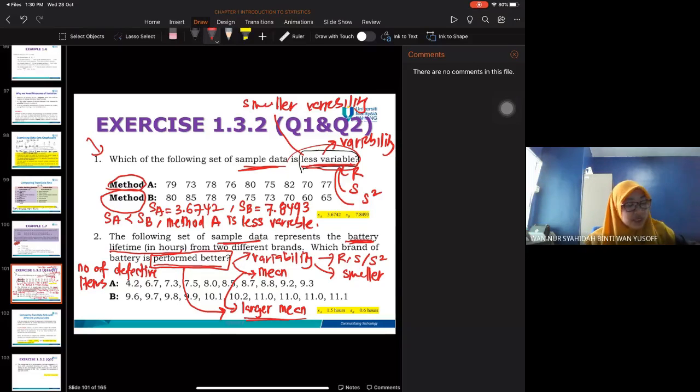What I want here, I want you to understand why we calculate that, why we calculate this. That one is important. Why we do this, why we do that, why we calculate variability, why we calculate mean. Okay, that one is important.